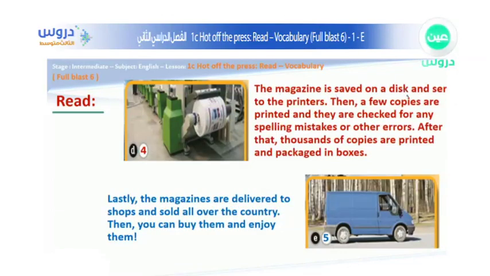Then the magazine is saved on a disk like a CD and sent to the printers. Then a few copies are printed. They don't make a lot of copies. Why? Before they make huge amounts of copies, they check for any mistakes. Is there any spelling mistake? Is there any other errors? What is the meaning of errors? It means mistakes. After that, thousands of copies are printed and packaged inside boxes.